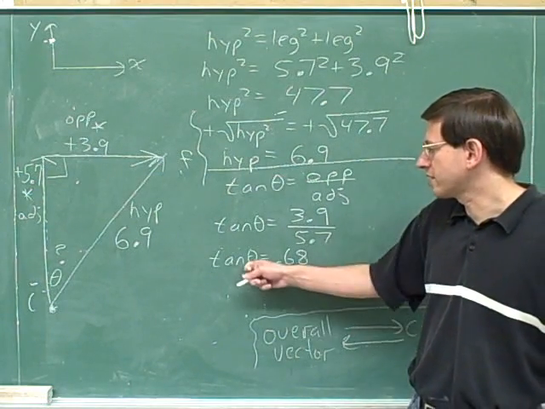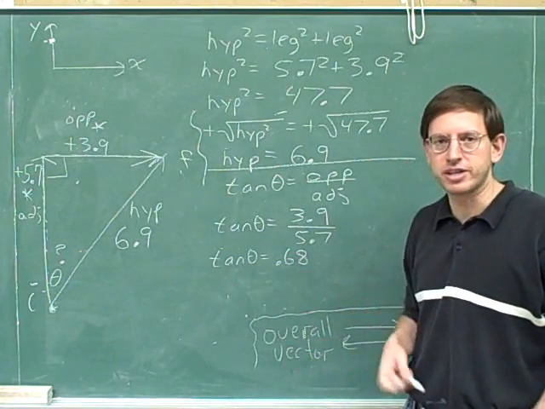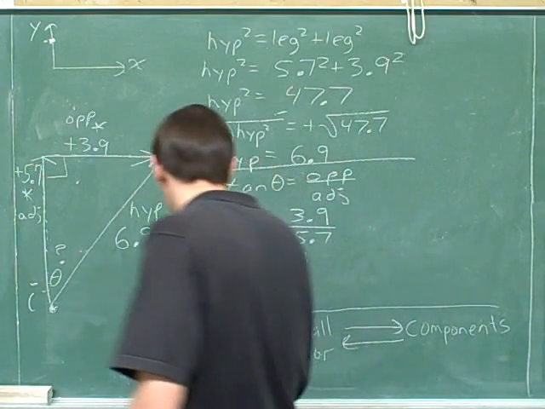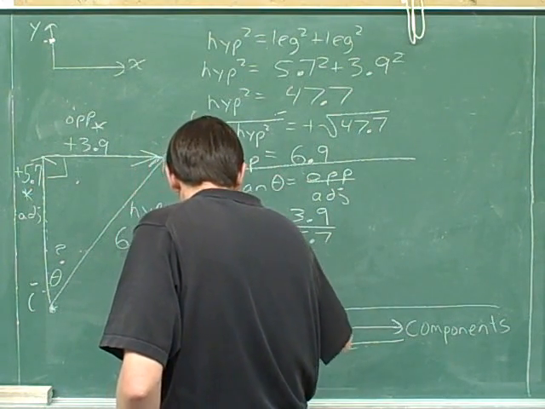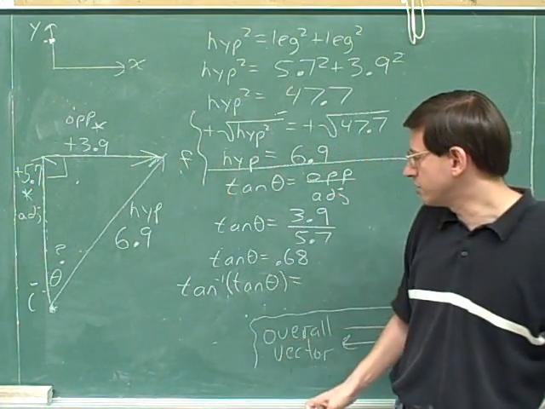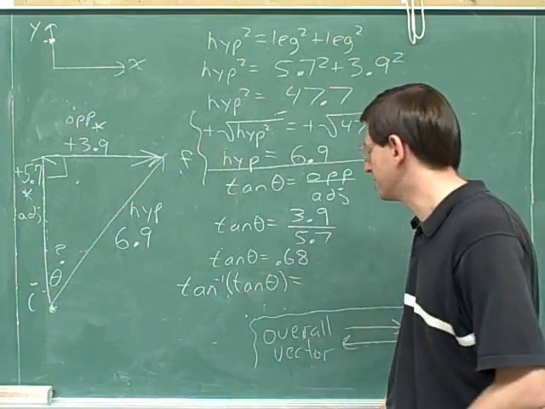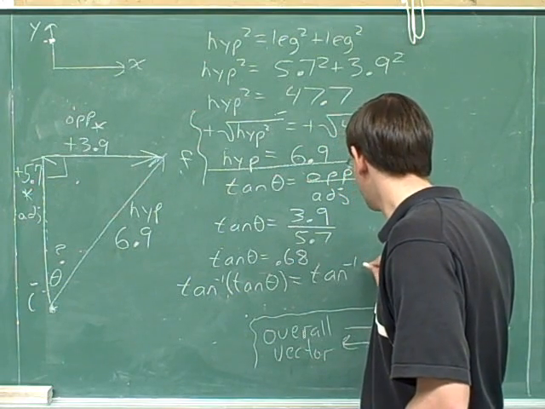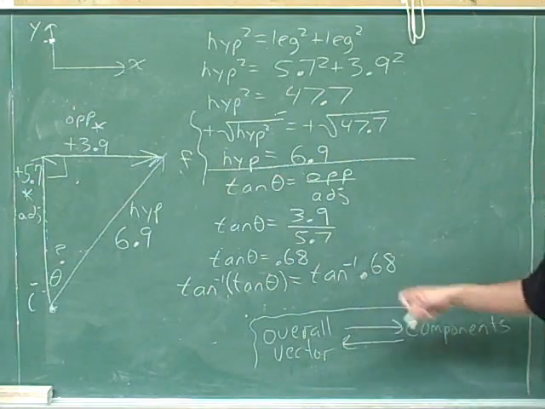The last thing we have to do is get theta by itself by removing this tangent function. The way to remove a function is by doing the opposite, and the opposite of a tangent is an inverse tangent. So we have to take the tangent of theta and do the opposite, take the inverse tangent of that. Remember that the -1 indicates an inverse tangent. And then the golden rule of algebra says that that's only legal if we also take the inverse tangent of the right-hand side, which remember is 0.68.